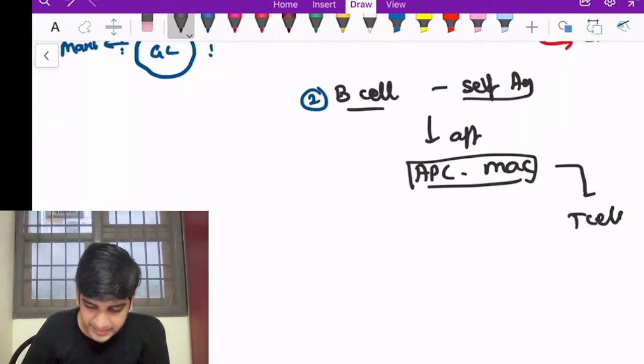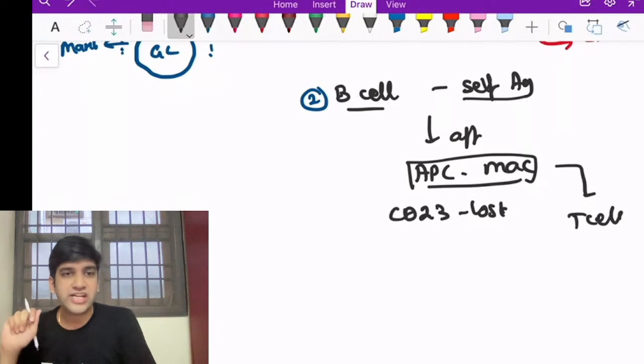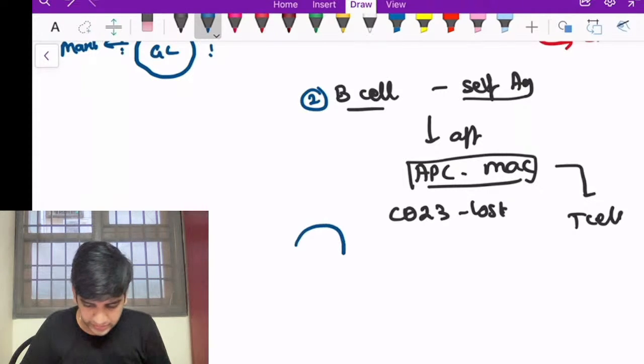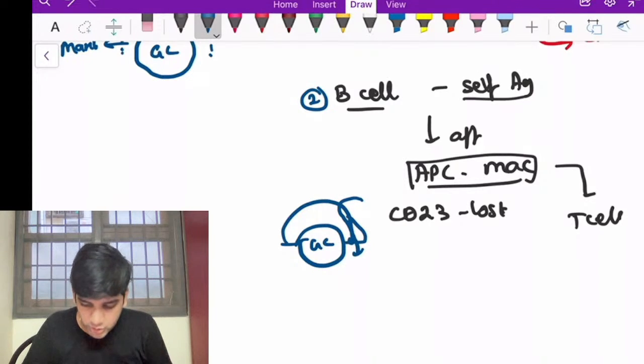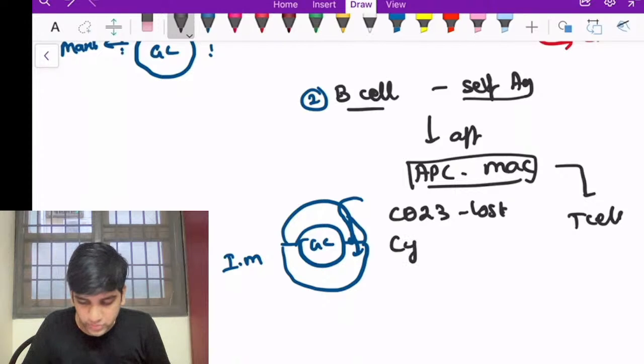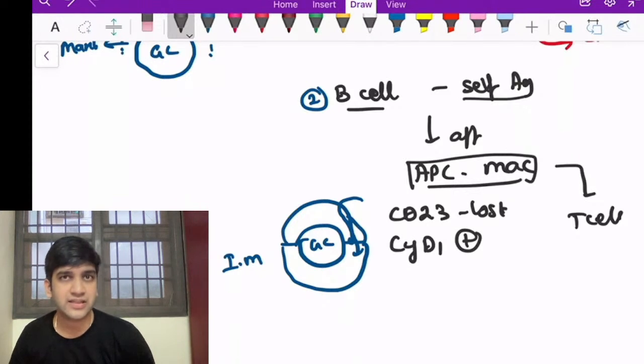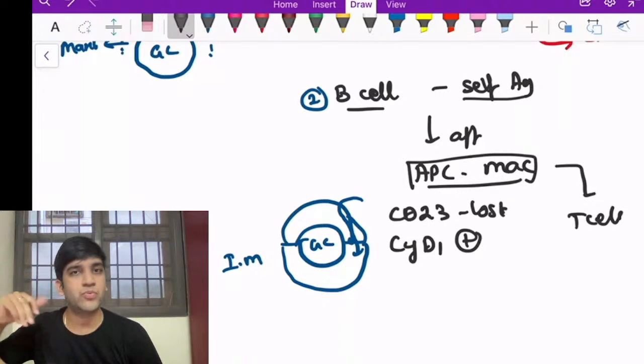So once an antigen is bound to a B cell, whatever the antigen may be, my CD23 will be lost. That's what is going to happen to the cell. If CD23 is lost, can they enter the inner mantle zone? They can. I have a germinal center, so I had an outer mantle; they came inside, and they can enter the inner mantle zone as well. Once they enter the inner mantle zone, one more thing is going to be turned on, which is cyclin D1. Because now my body is thinking that this B cell has to proliferate and produce antibodies. So once they enter the inner mantle zone, cyclin D1 will be activated.